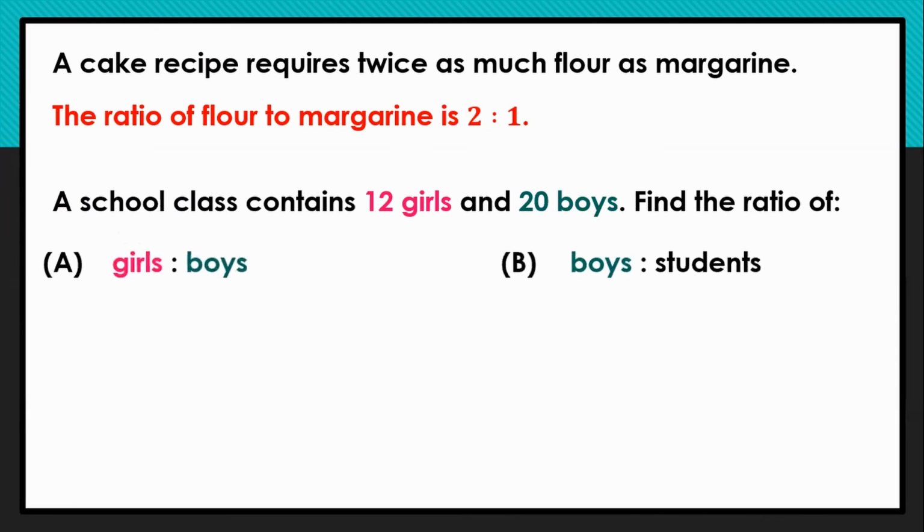A school class contains 12 girls and 20 boys. We are required to find the ratio of A, girls to boys, and B, boys to students. So for part A, we have 12 girls and 20 boys. So the ratio of girls to boys would be 12 to 20.